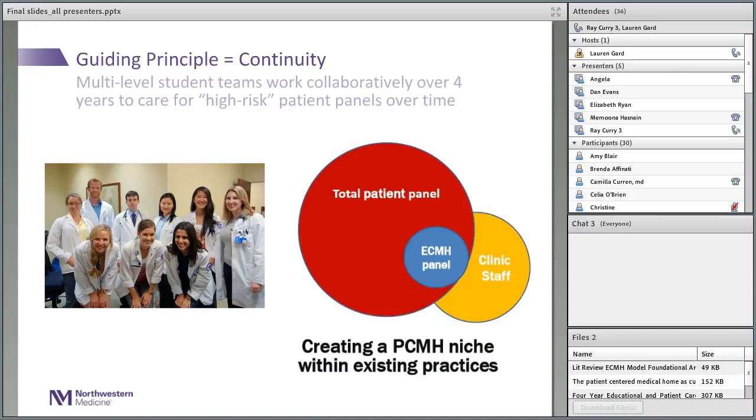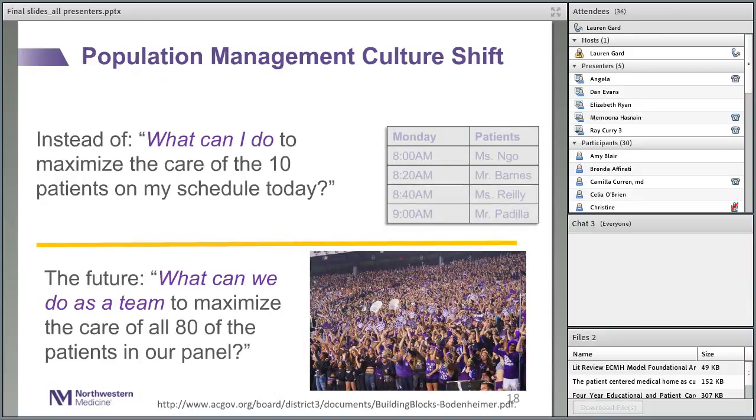We wanted our students in existing clinics adopting a panel of patients that needed outreach and really working with them over time. And we wanted to change the culture from let's just see who's on the schedule for today, which is the traditional individual preceptor model, towards here's your list of high-risk patients. You're going to be with me in this clinic for 4 years. What can we do as a team to improve the health of these patients over time?